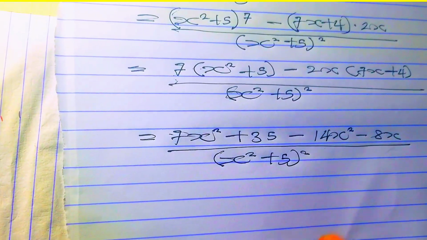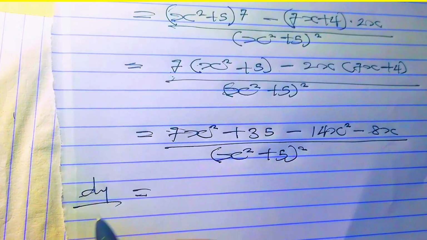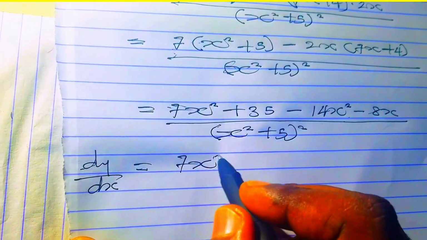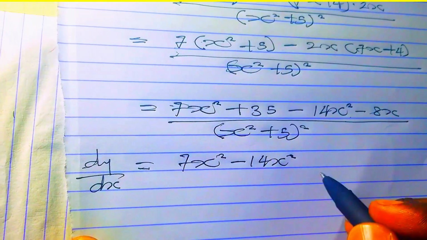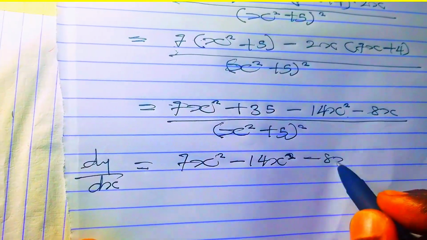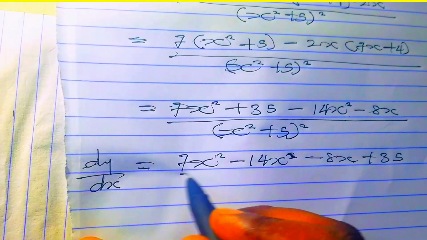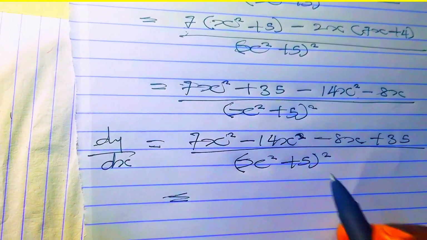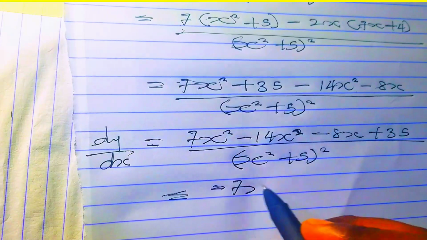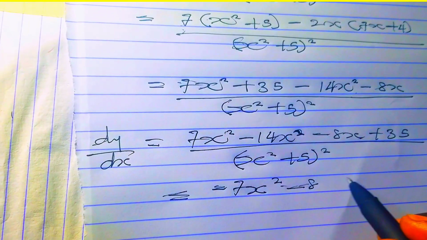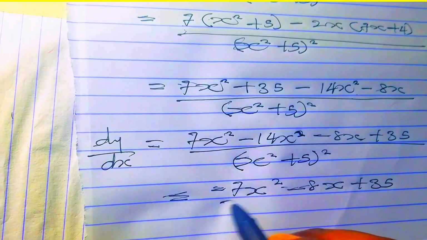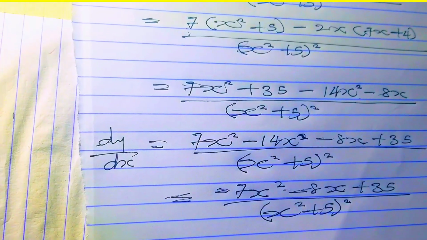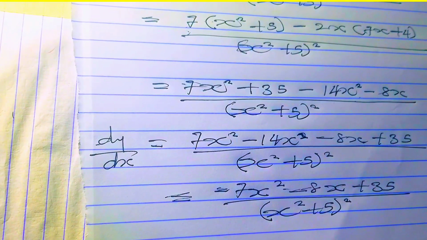And therefore, our answer becomes dy/dx. We have to rearrange this. That becomes 7x squared minus 14x squared, and then minus 8x plus 35, everything over x squared plus 5 squared. And then finally, dy/dx gives us minus 7x squared minus 8x plus 35, everything over x squared plus 5 raised to the power of 2. So that's the answer to that very question we have there.